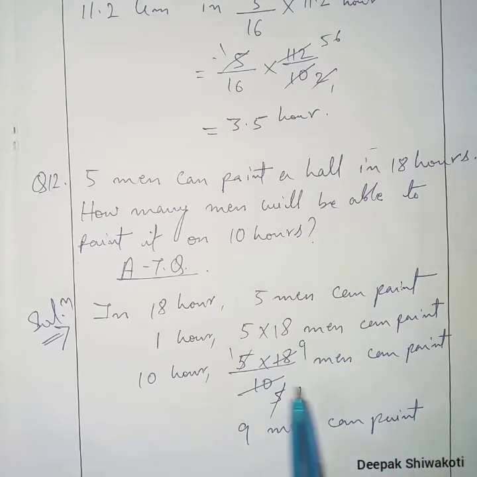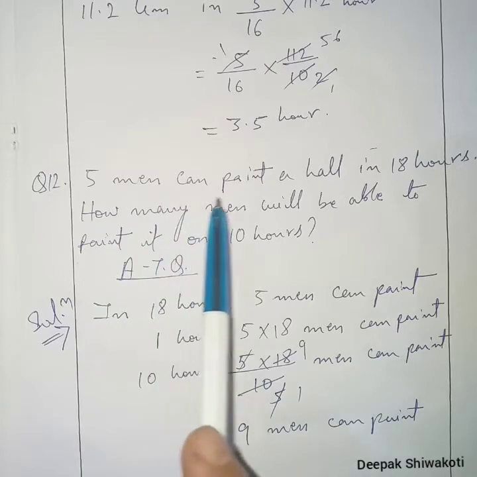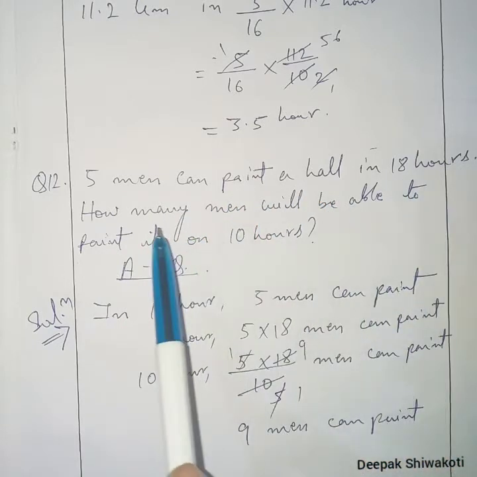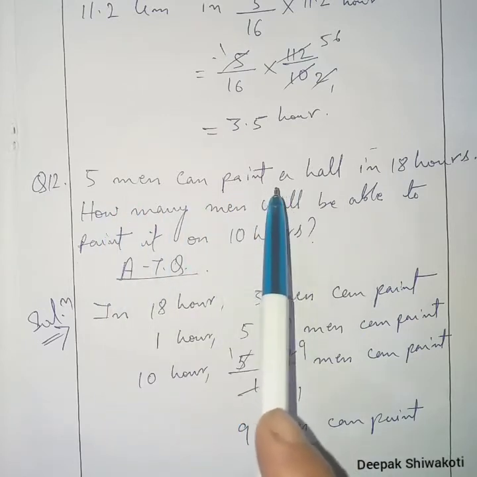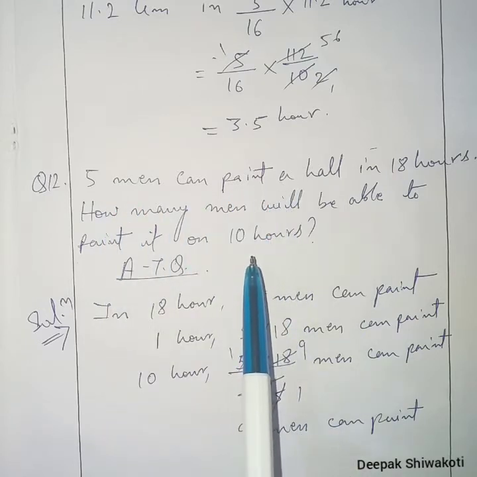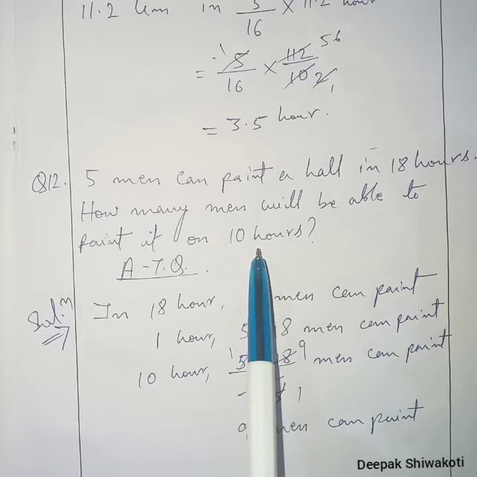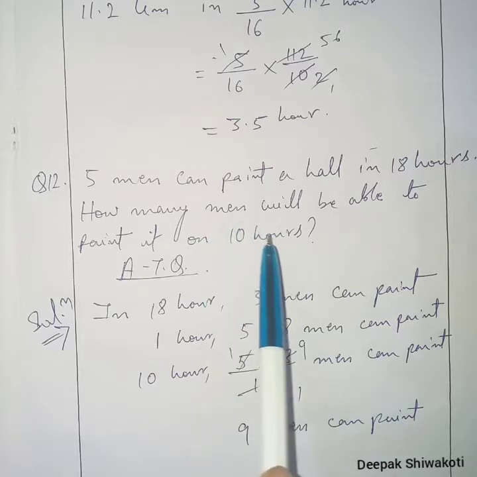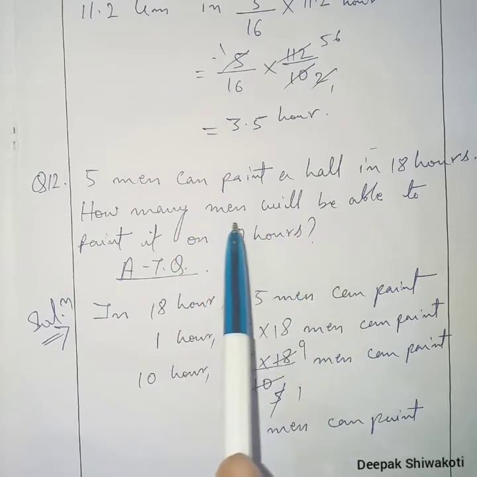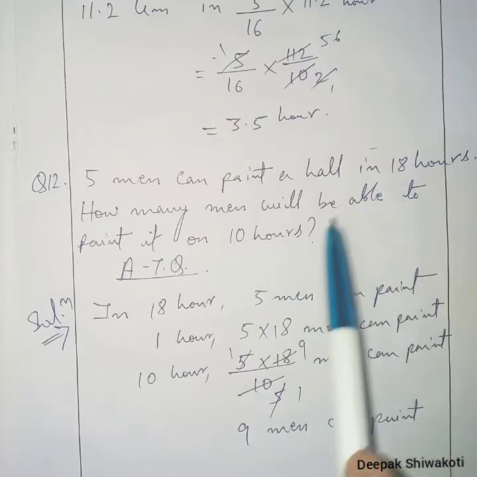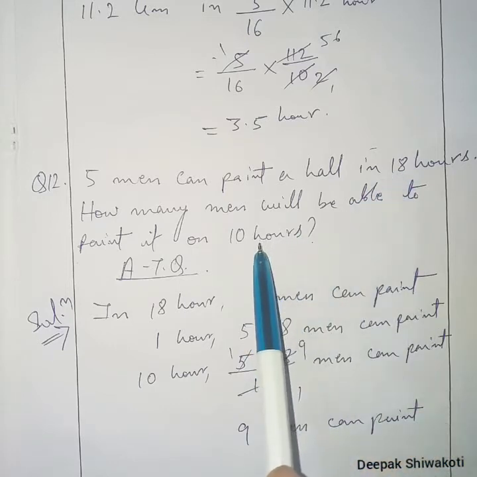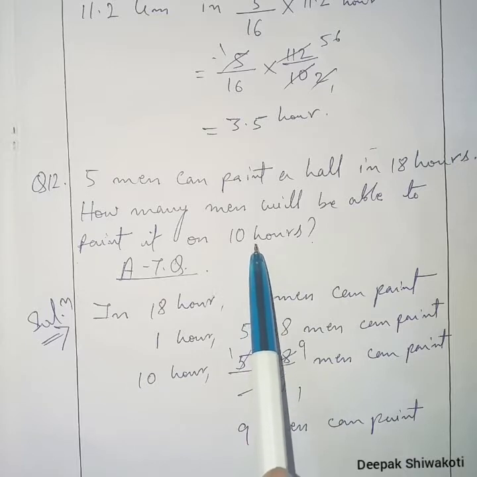Okay, so once again here 5 men can paint a hall in 18 hours. Okay, in 18 hours 5 men can do the work of painting. Now we have to find for 10 hour how many men are required to paint the same hall. So here number of people, this is 18 hour, this is 10 hour, number of people will be more here as the time is less. So more people should join to complete the work.